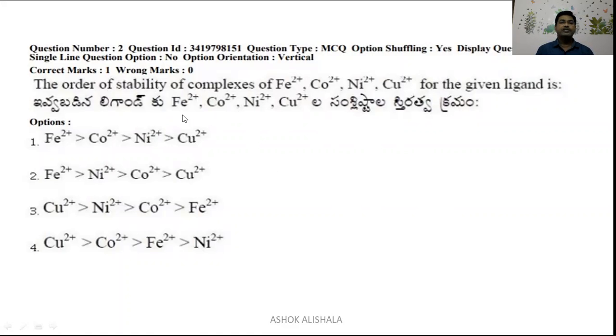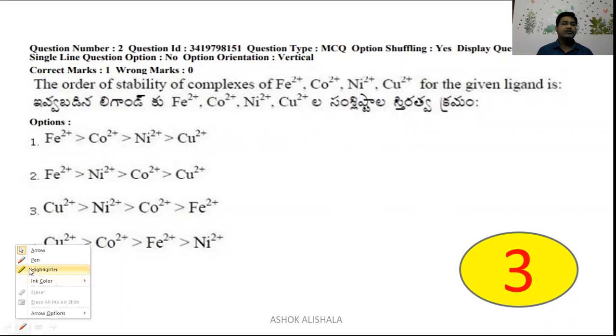See, the order of the stability of the complexes, in this case, let us take the third option as the answer. Why is the third option the answer? Copper 2+ complexes are the most stable, then nickel 2+, then Co2+ and Fe2+. Then what are the reasons for this one?